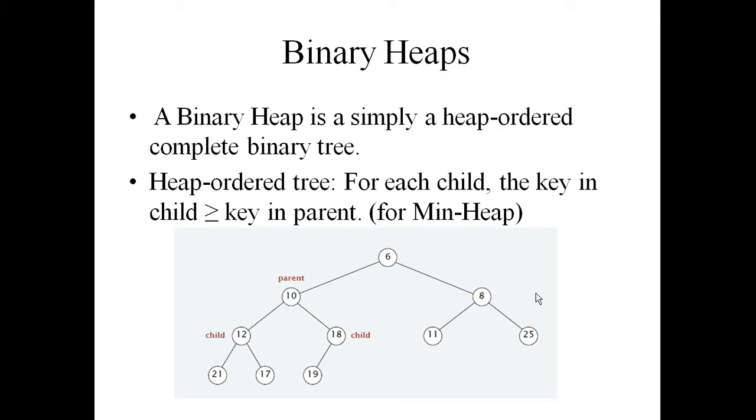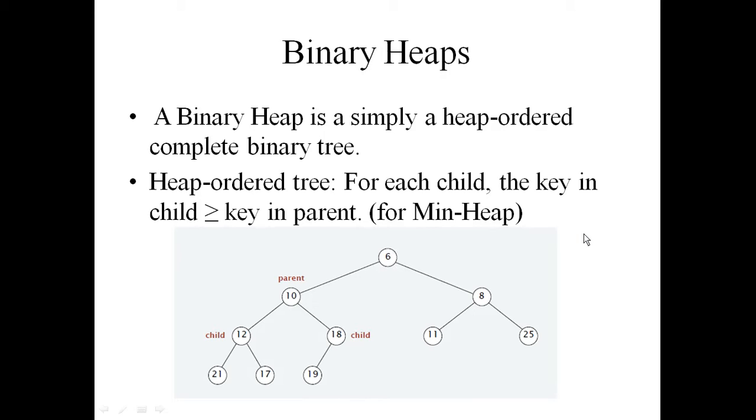So overall we can say that a binary heap is simply a heap ordered complete binary tree, where when we say heap ordered, what we actually mean is for each child the key in the child is greater than or equal to the key in the parent. Now this property is particularly with respect to a min heap. If it is a max heap, then it would be key in the child is less than or equal to the key in the parent. Okay, so this is the example of a min heap that you can see. The value of the root node is the smallest. That is why it is a min heap.